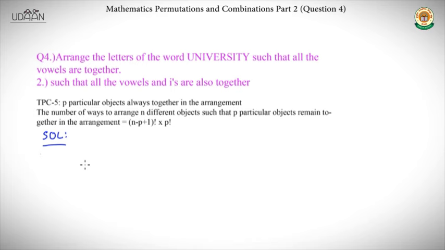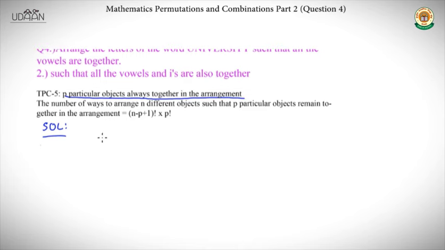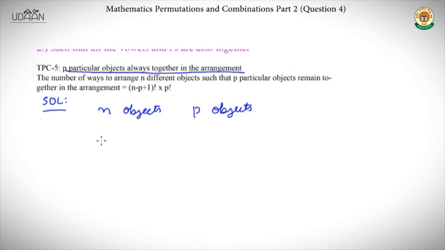For the solution of this question, we consider TPC5. TPC5 is basically for the questions in which some p particular objects are always together in the arrangement. So let's say we have n objects and p of them are always together. Okay, so let's say we have n boxes.